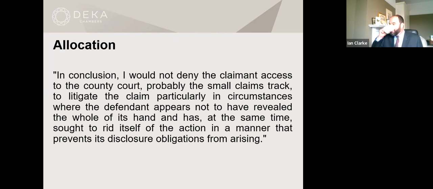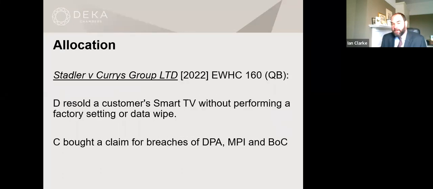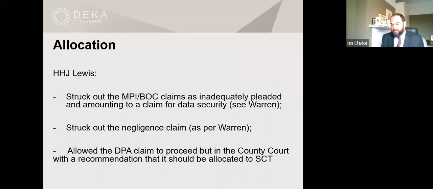So again, loss of the claim struck out, cost order obtained, and the case goes to the county court, probably allocated to the small claims track. Again, more recently, similar outcome in Stadler and Curry's group. All the defendant does is resell a customer smart TV without performing a data wipe. The claimant brings a claim for breaches of the DPA, MPI, breach of confidence. So again, not just a Data Protection Act claim, which would have avoided the hearing at all, would have avoided any adverse cost orders, but throws in MPI, throws in breach of confidence.